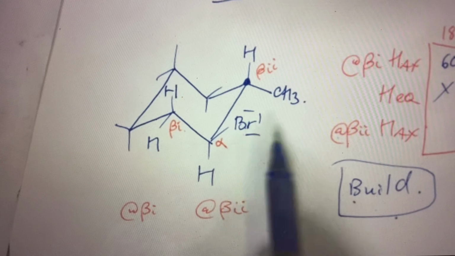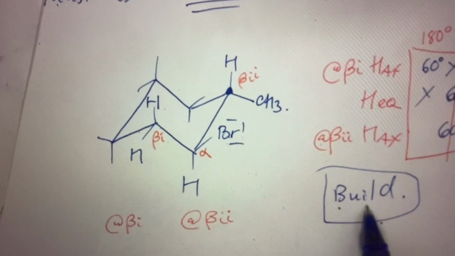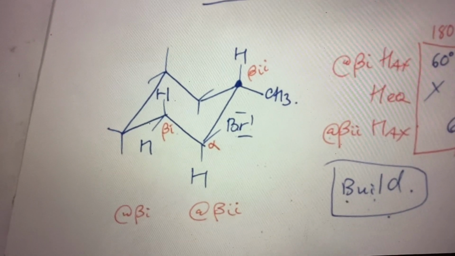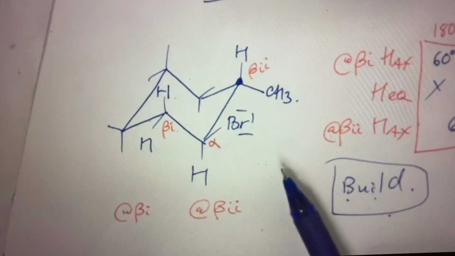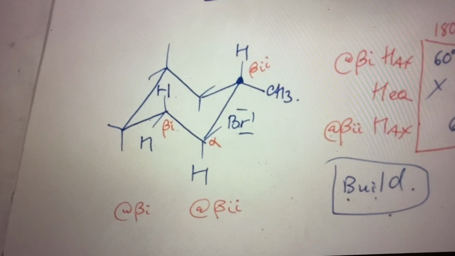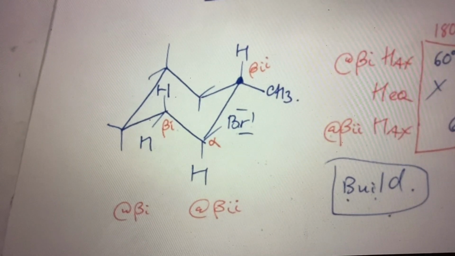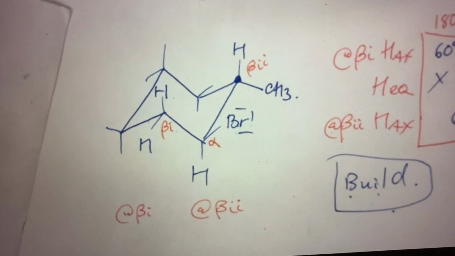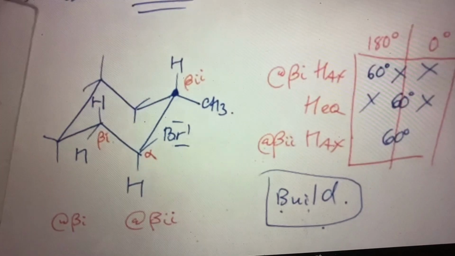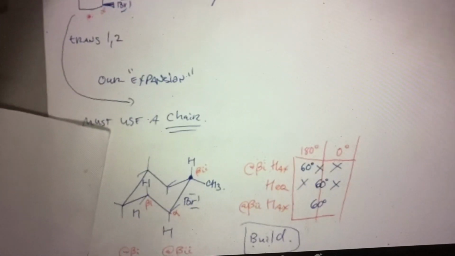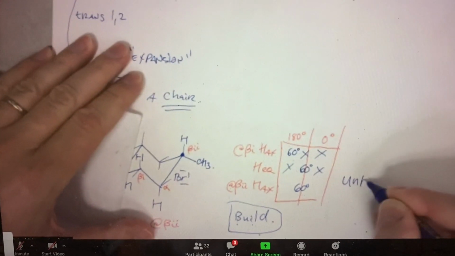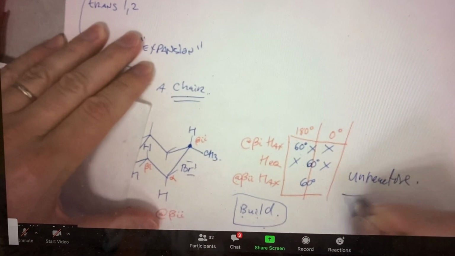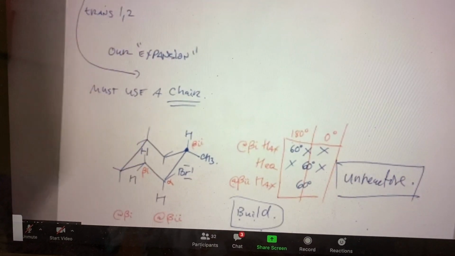So nothing lines up, 180 or 60. You should build a model or look in the textbook if you really struggle with this. If I gave an explanation and you still didn't understand what I'm saying, look it up, please, or we can talk about it in office hours later, but I'm not going to talk about it more. So this conformation, at the end of all this work, is unreactive. This conformation just doesn't react.